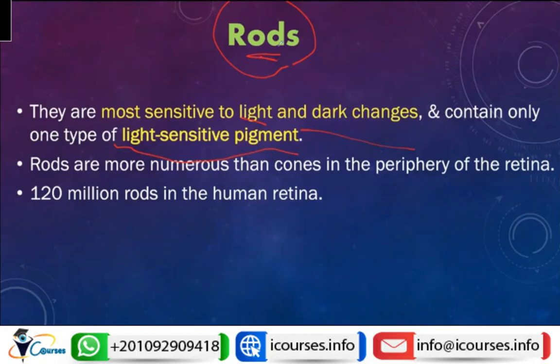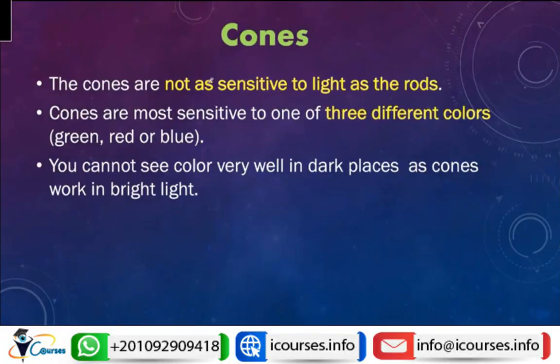The rods are more numerous than the cones and extend more toward the periphery so that they are able to collect any light during the dark. There are about 120 million rods in the human retina. Conversely, the cones are not as sensitive to light as the rods, because if the cones were very sensitive and we are seeing by the cones in the light, the cones would be burned out. Sensitive means that it is able to appreciate the least amount of light, and we don't need the cones to be very sensitive.